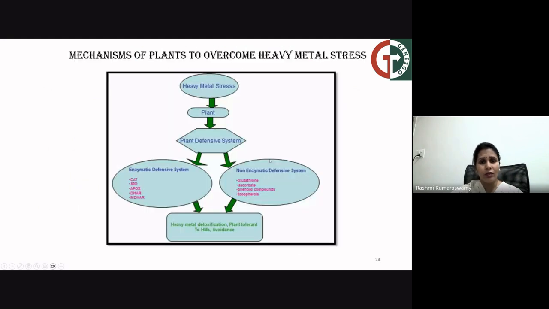So when the plant is under heavy metal stress, there will be activation of the plant defensive system, that is through the enzymatic defensive system, and the other is the non-enzymatic defensive system. As I told earlier, the enzymatic defensive system is composed of catalase, superoxide dismutase, and peroxidase activities, and the non-enzymatic defensive system works through ascorbic acid, alpha tocopherol, etc. And through these pathways, the plant will sustain under heavy metal stress.